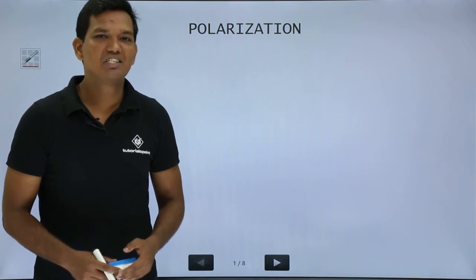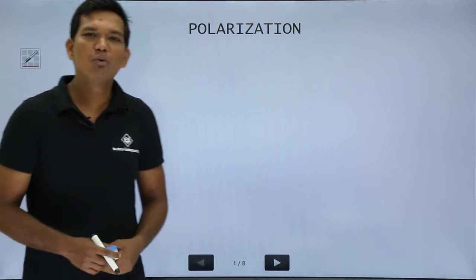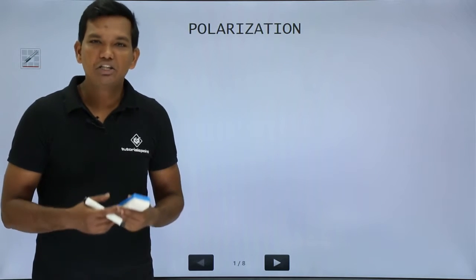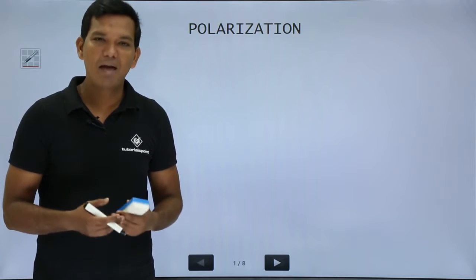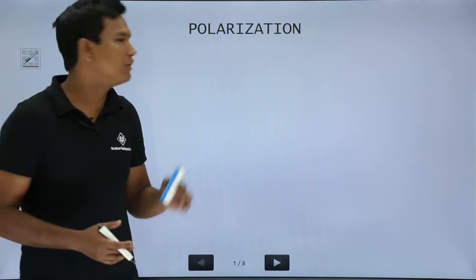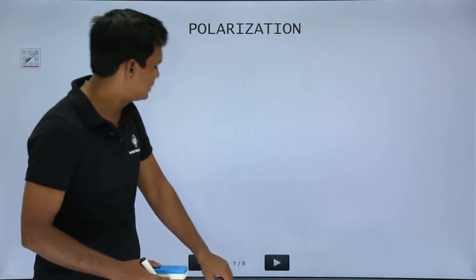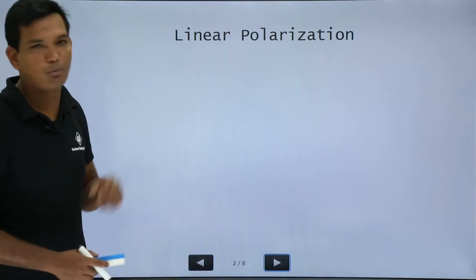Let us try to understand what we mean by polarization. When I say polarization, it is nothing but the variation of the electric and magnetic field components, right? So, let us understand one by one and focus more on that. Let us go to the first type of polarization, which is linear polarization.